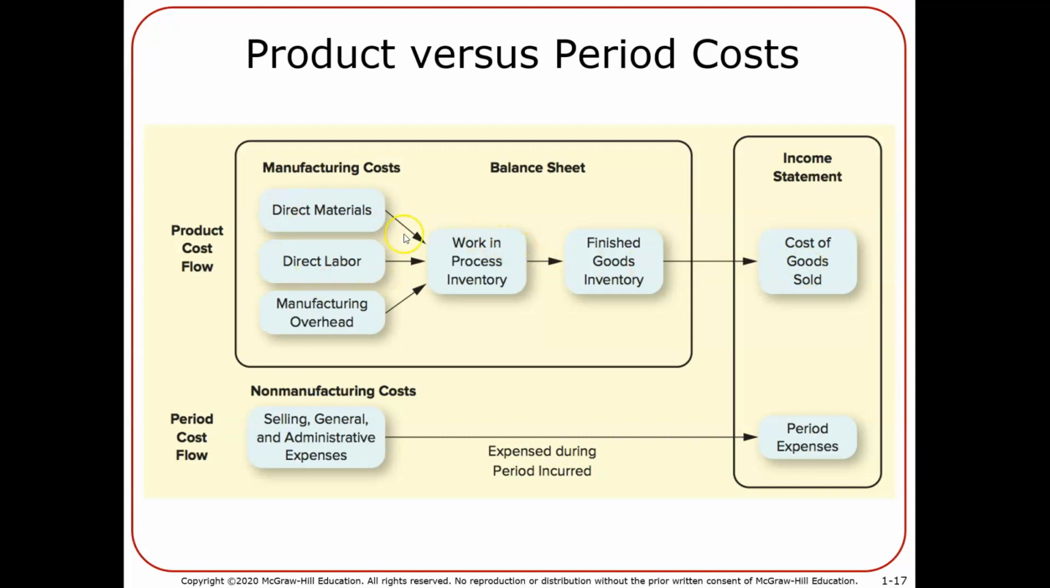So we don't directly expense this stuff as we use it. We hold it until we sell that product or piece of inventory, and then we expense it. Non-manufacturing costs or period costs are costs that we just expense right away. That's the selling, the general and administrative, things like that. We expense those right away on the income statement. So product versus period. A product cost is the manufacturing cost, DM, DL, MOH. A period cost is all the non-manufacturing costs.